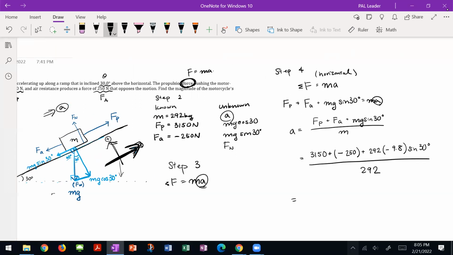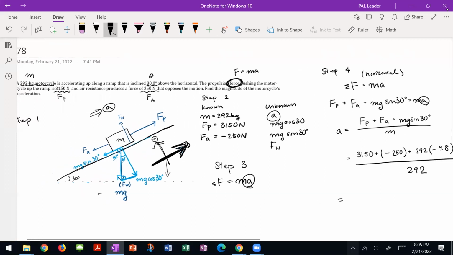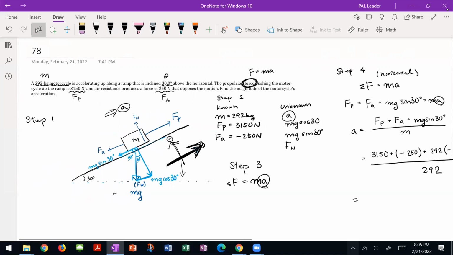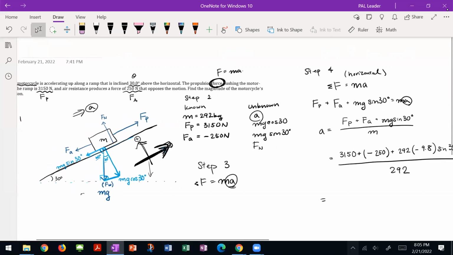I mean, just plug it in your calculator at this point, and should I wait for you guys to do that, or should I just say the answer? No, I'm going to say the answer. I want to go home. Okay, it's 5.03 meters per second squared. That is our acceleration.